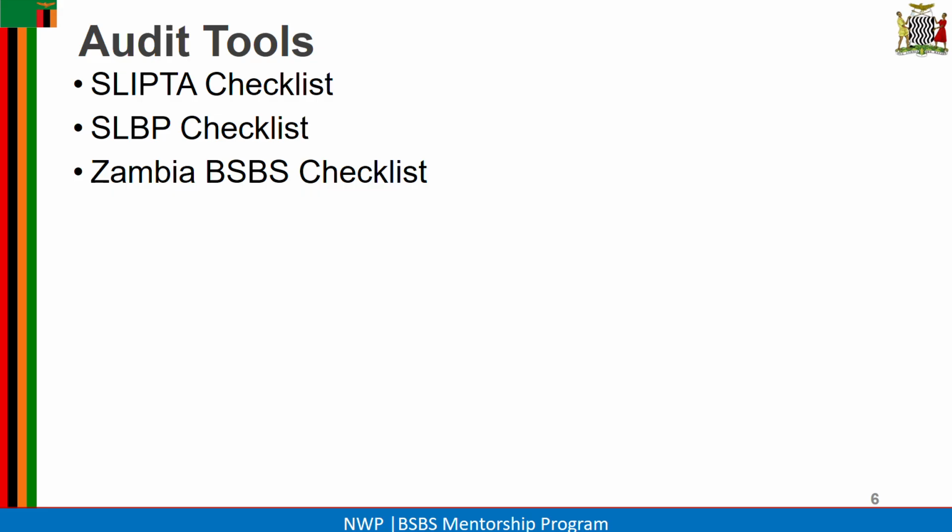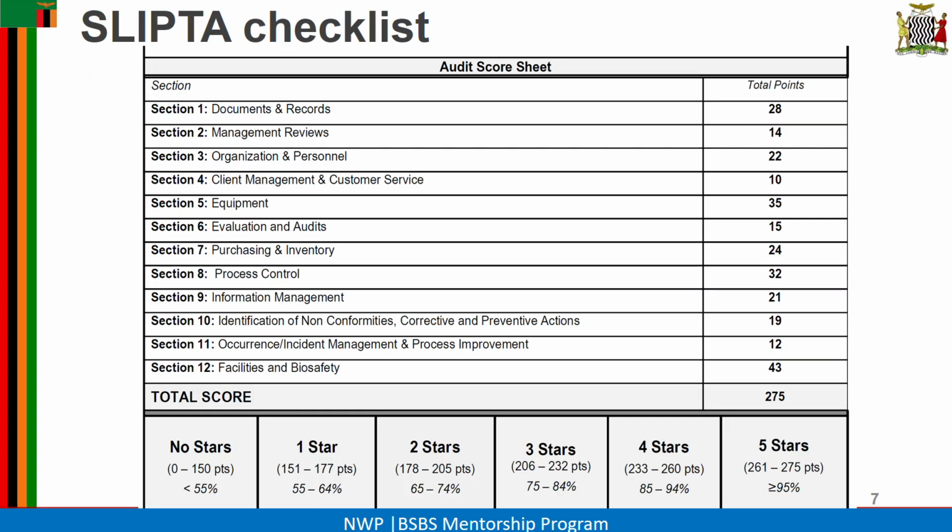So what are some of the tools that you may use when you are conducting either an internal audit or an external audit? Some tools that you may use when you want to do a biosafety and biosecurity internal audit or external audit, you may use the SLIPTA checklist, or the SLBP checklist, or the Zambia Biosafety and Biosecurity checklist. So we're going to look at these checklists a little bit more in detail in the 3 slides that will follow.